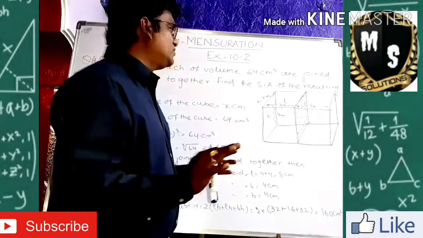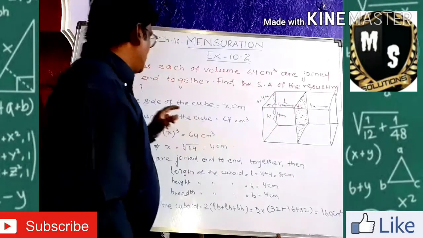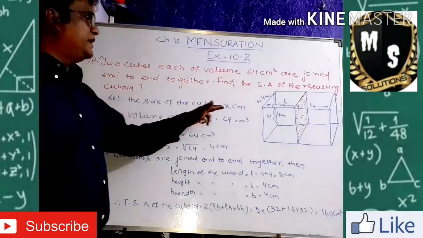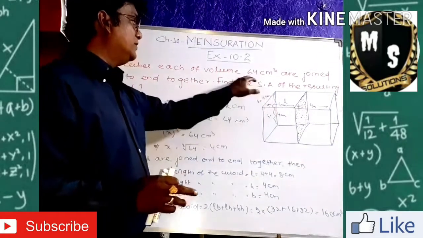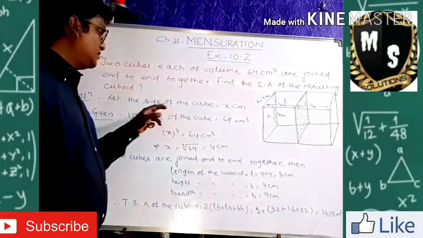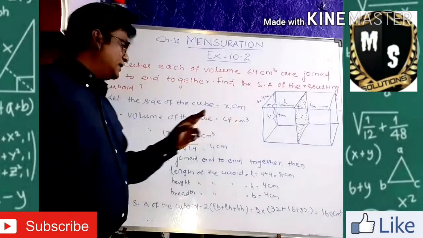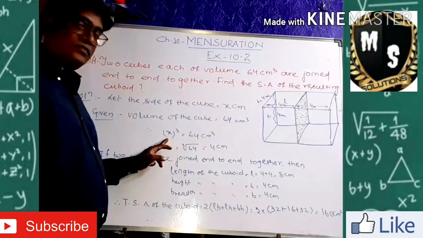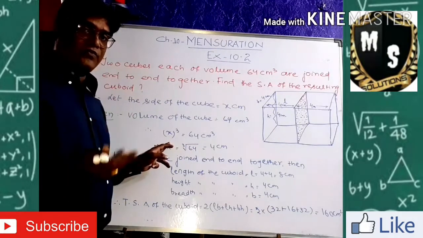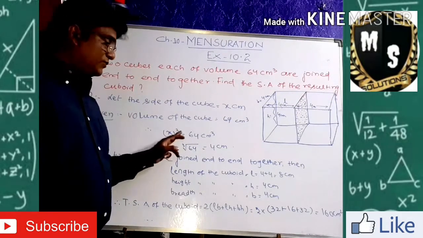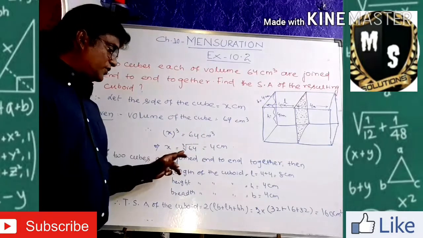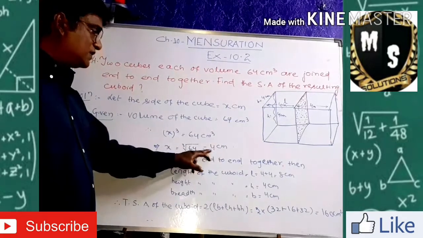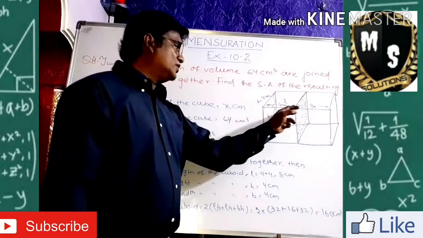But first of all, we have to start the sum from the cube. See, the figure is like that. Let the side of the cube be x. We don't know the side, but the volume is given to us, 64 cubic centimeter. The volume of the cube is side cube, so x cube is equal to 64. Then x is equal to the cube root of 64, you have to mention 3 here, that is 4 centimeter. So we got the side of the cube as 4 centimeter. This is 4, so this one will be 4 also.